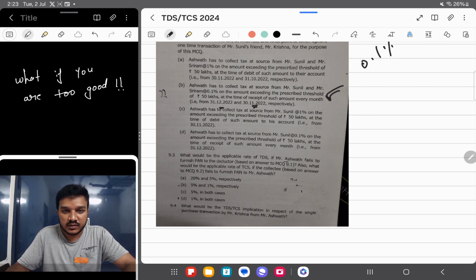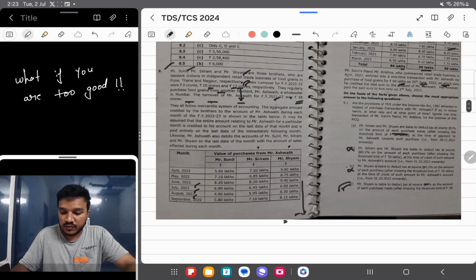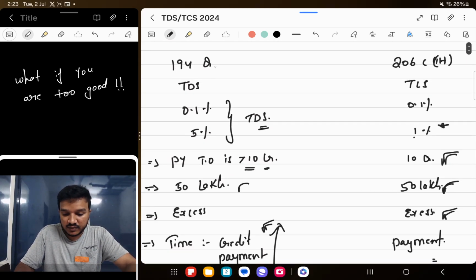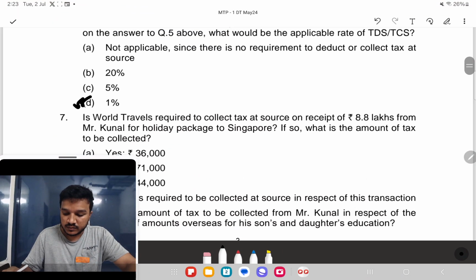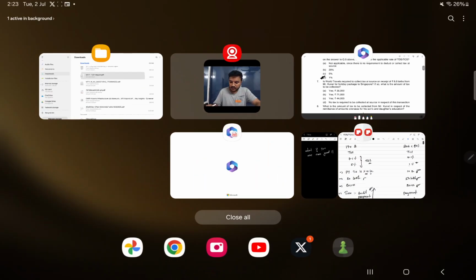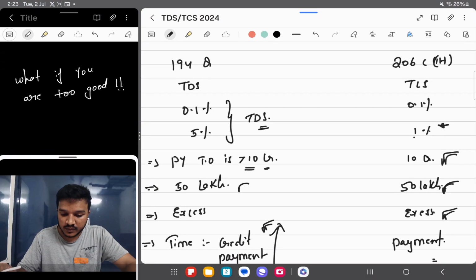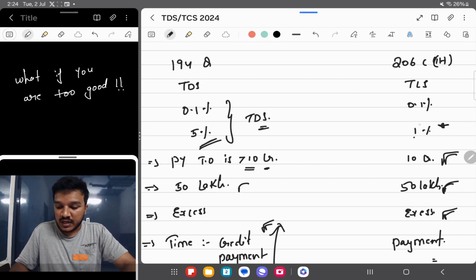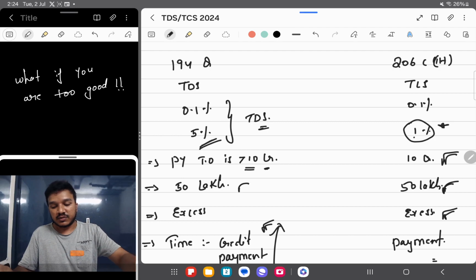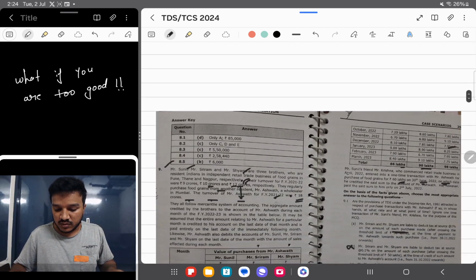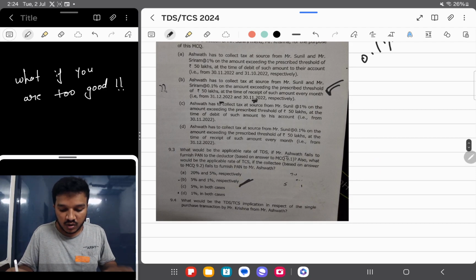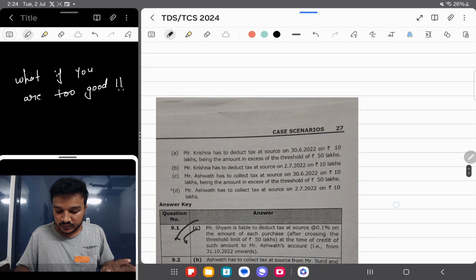So we have already revised that before. I'll just go up. So under 194Q, if you see, in case PAN is not provided, then that will become 5%. Here, if PAN is not provided, then it becomes 1% in case of TCS. So we will see the options. Here 5 and 1%. So the answer is B.